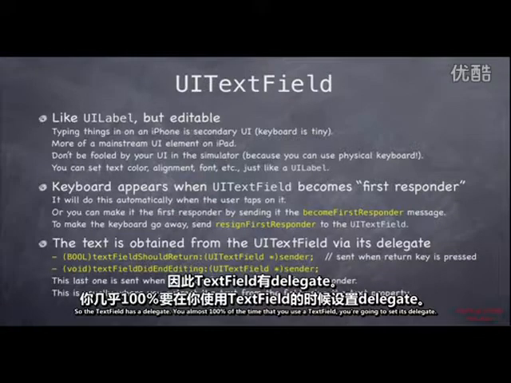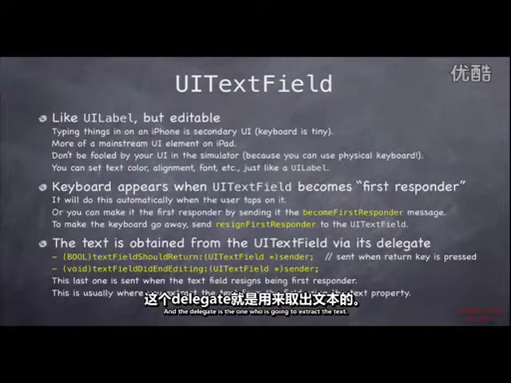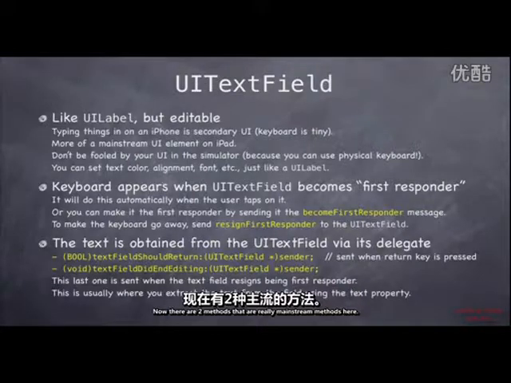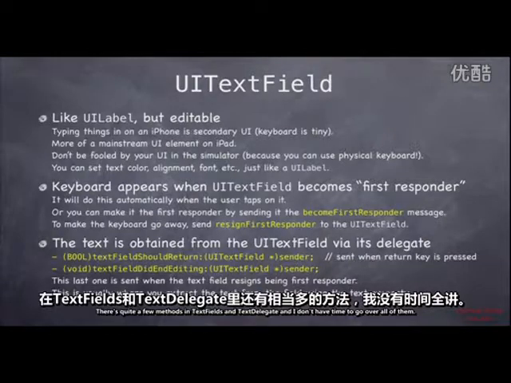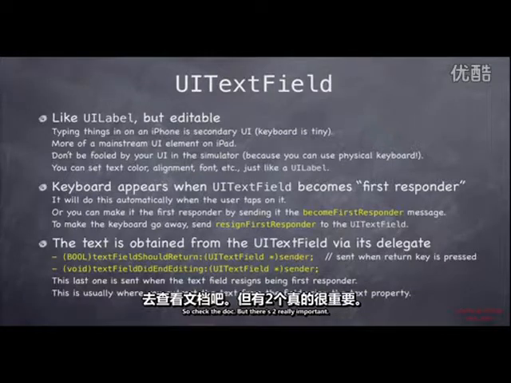So a text field has a delegate. Almost 100% of the time that you use a text field, you're going to set its delegate, and the delegate's the one who's going to extract the text. Now, there are two methods that are really mainstream here. There are quite a few methods in the text field delegate, and I don't have time to go over all of them, so check the doc. But there are two really important ones.